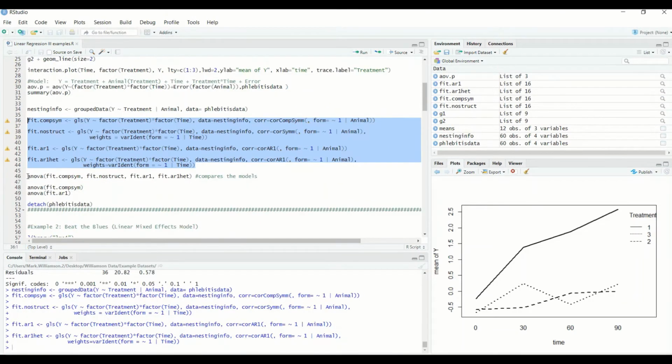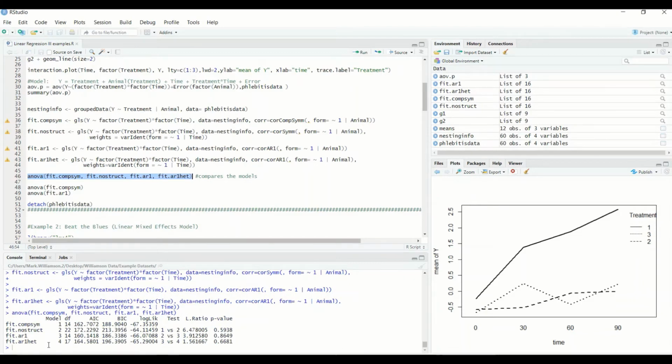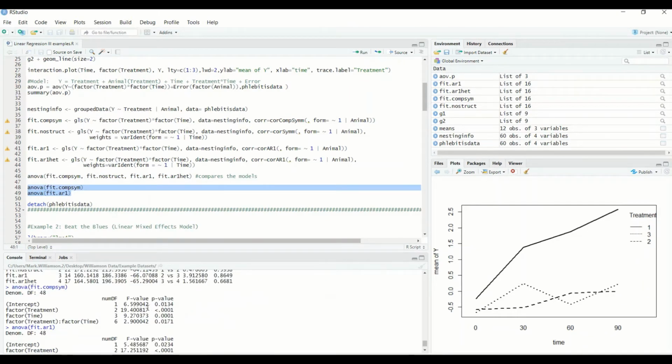So we're going to create all 4 of these. And then what we're going to do is compare them with just ANOVA. That's a way to compare models. Take a look at these. And based on AICc or AIC, the lower is better, so it looks like this fit AR1 is actually the best. But the simplest model, the compound symmetry, is actually not too far off either. So we're just going to run these out just to see what they look like.